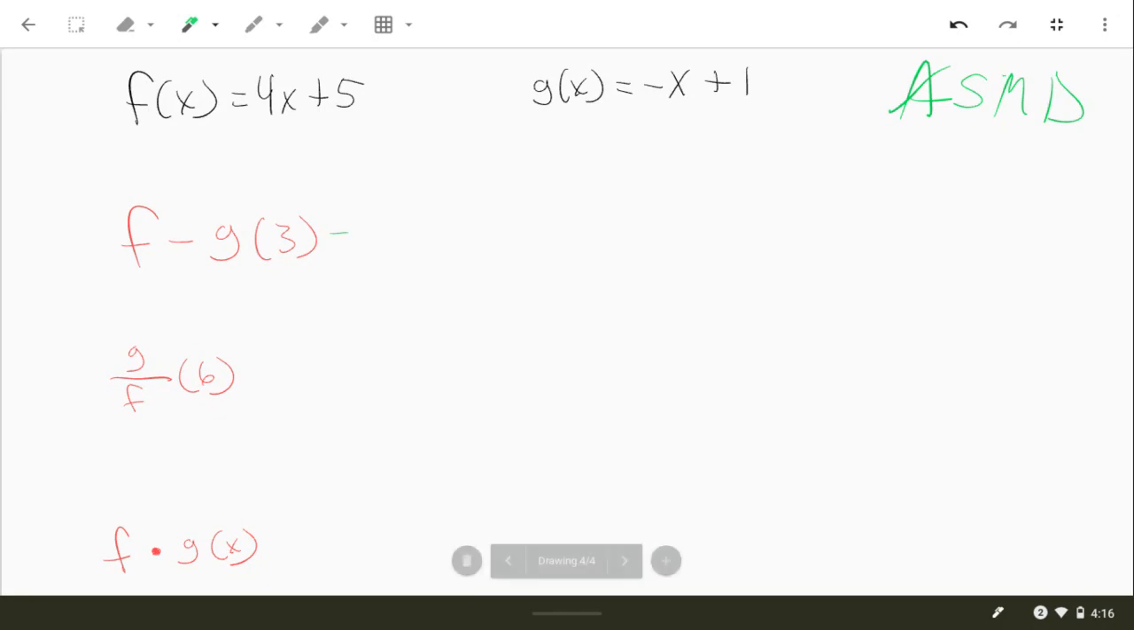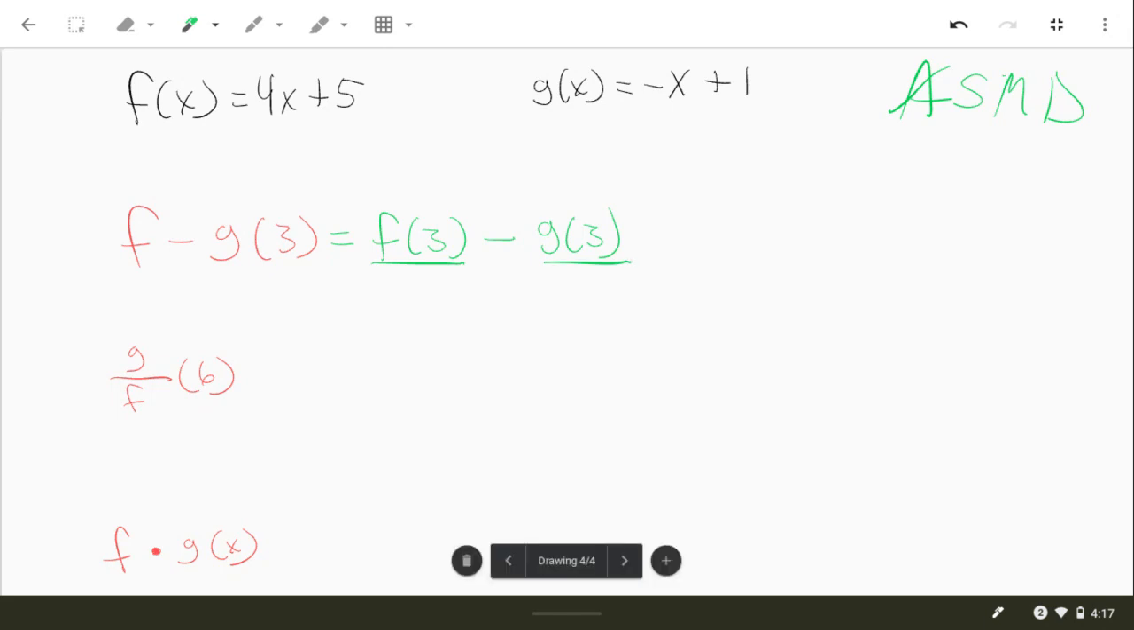Okay. So this is the important part. You need to remember this. (f minus g)(3) can be rewritten as f(3) minus g(3). So what we're actually doing is we're finding f(3), finding g(3), and then we're subtracting them.